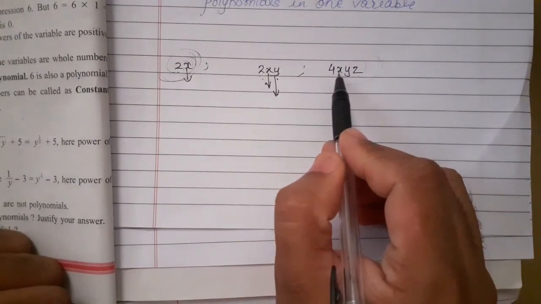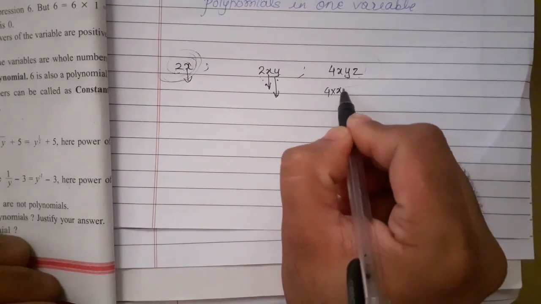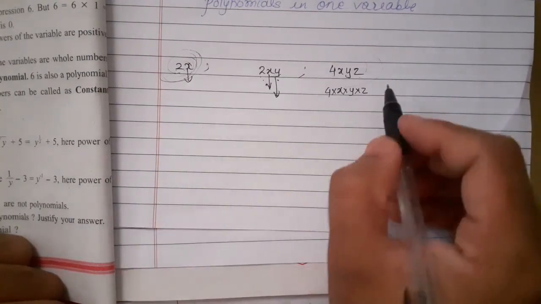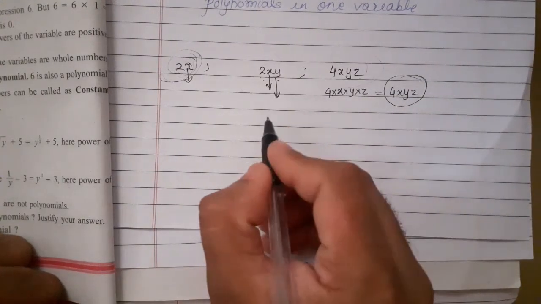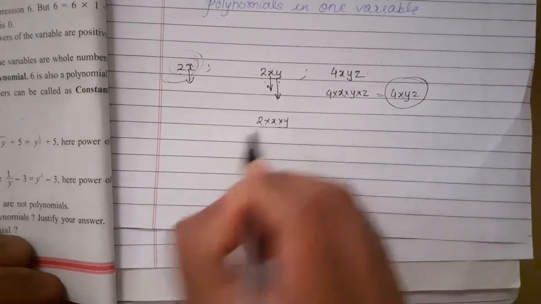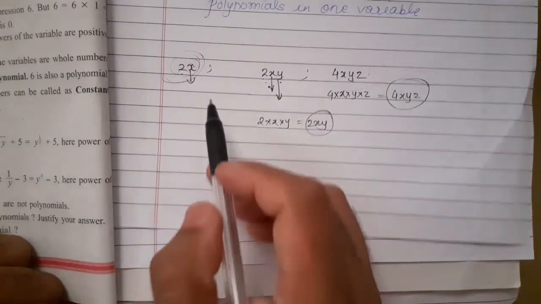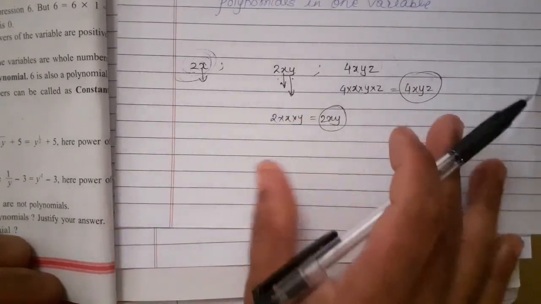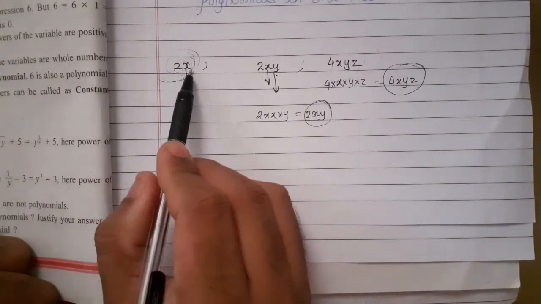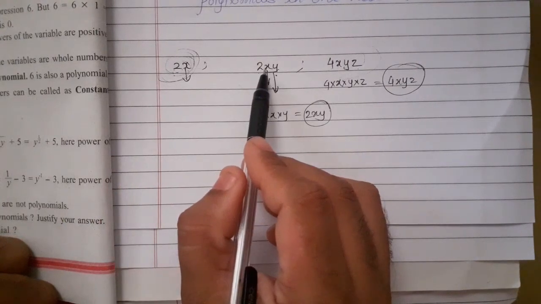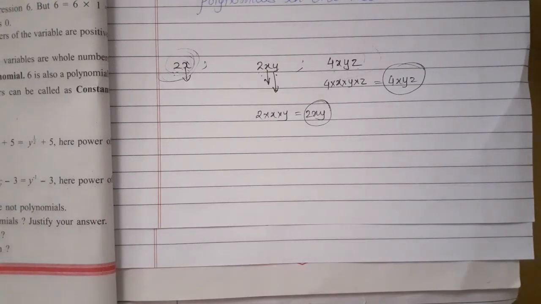In 4xyz, the operation is like 4 multiplied by x multiplied by y multiplied by z, so we can consider 4xyz as a whole one term. Similarly 2 multiplied by x multiplied by y, we can write 2xy, so it is also one term. So these are also monomials. But this is a polynomial in one variable, this is a polynomial in two variables, and this is an example of a polynomial in three variables.